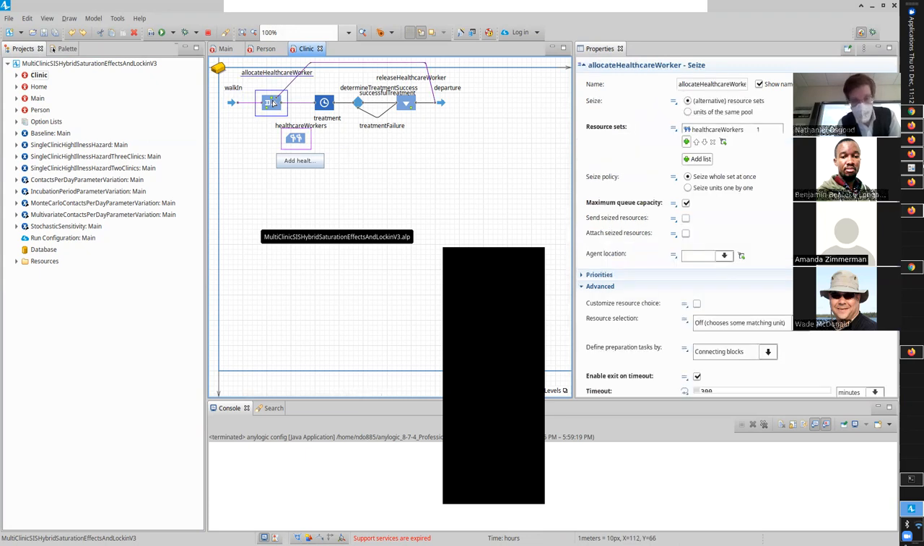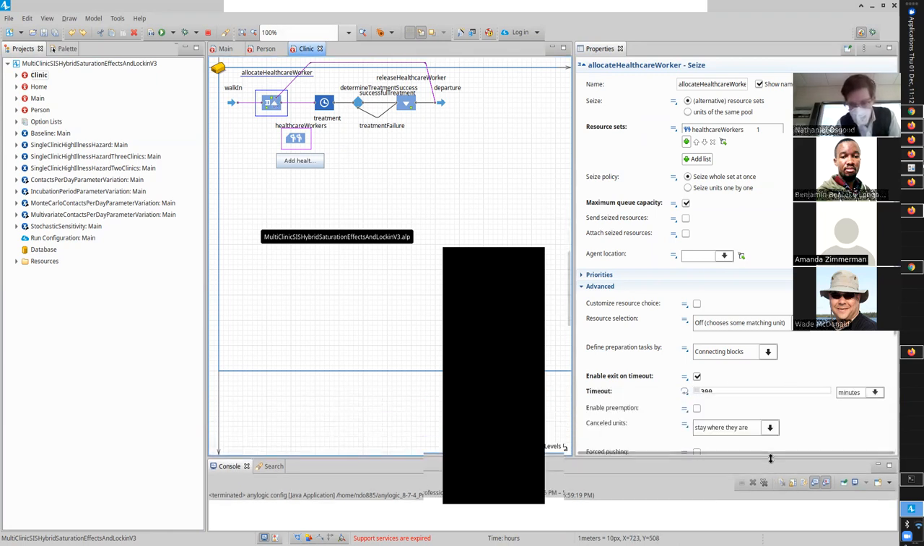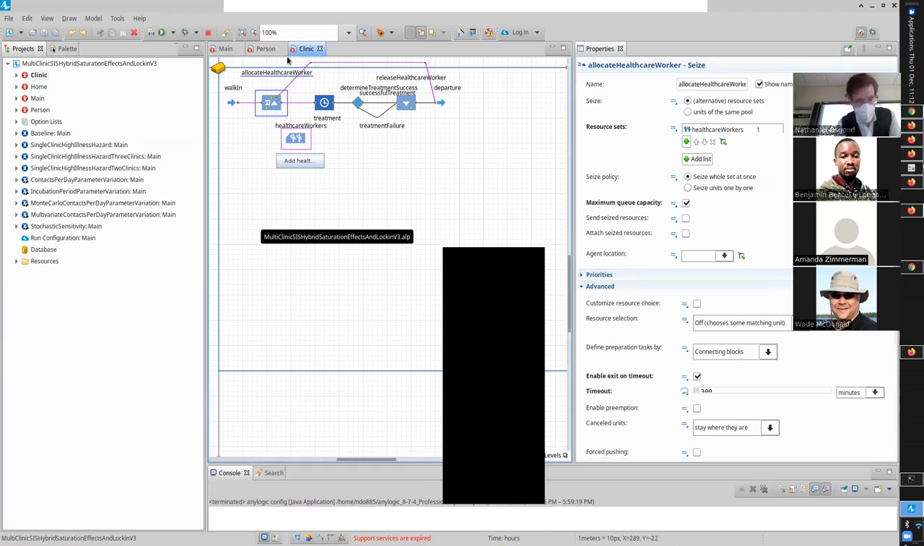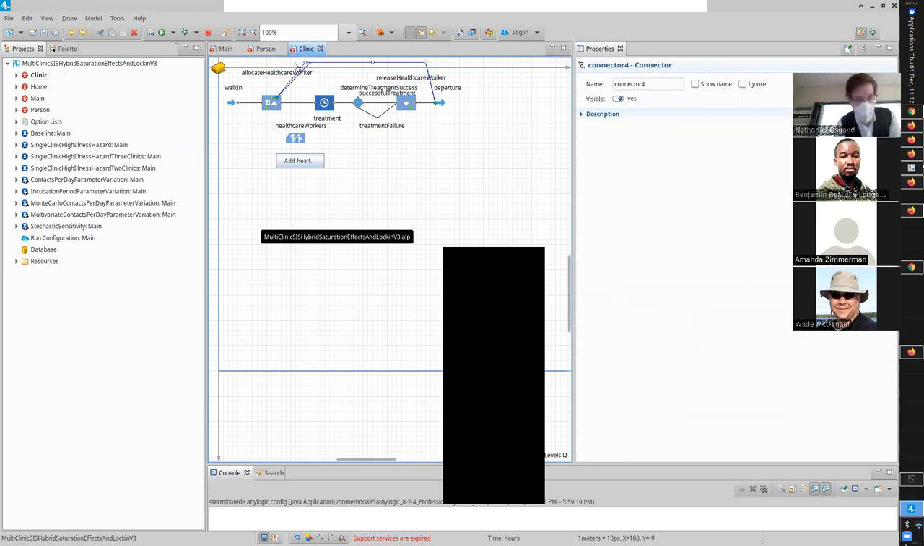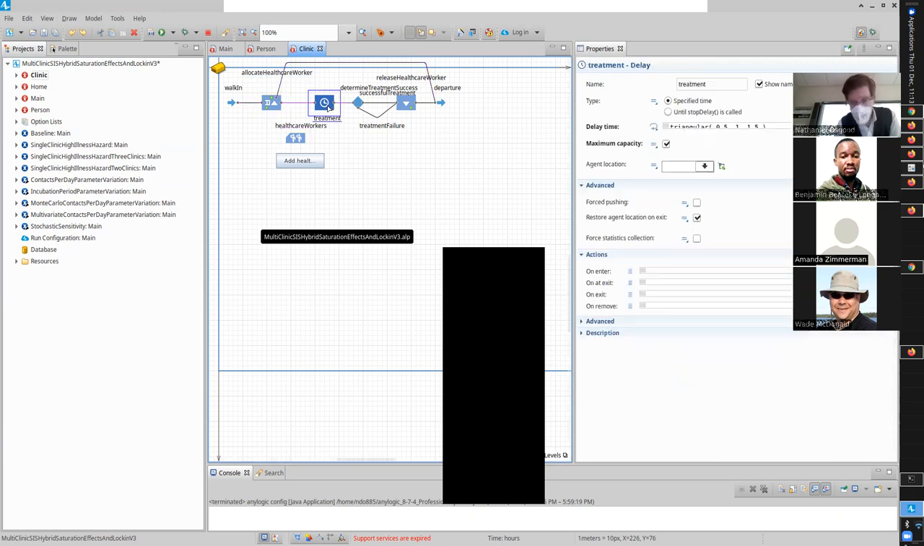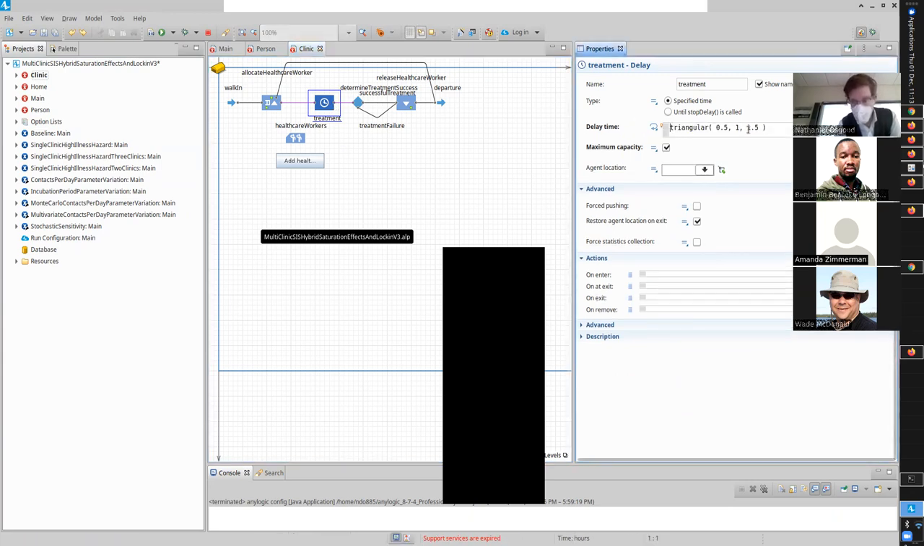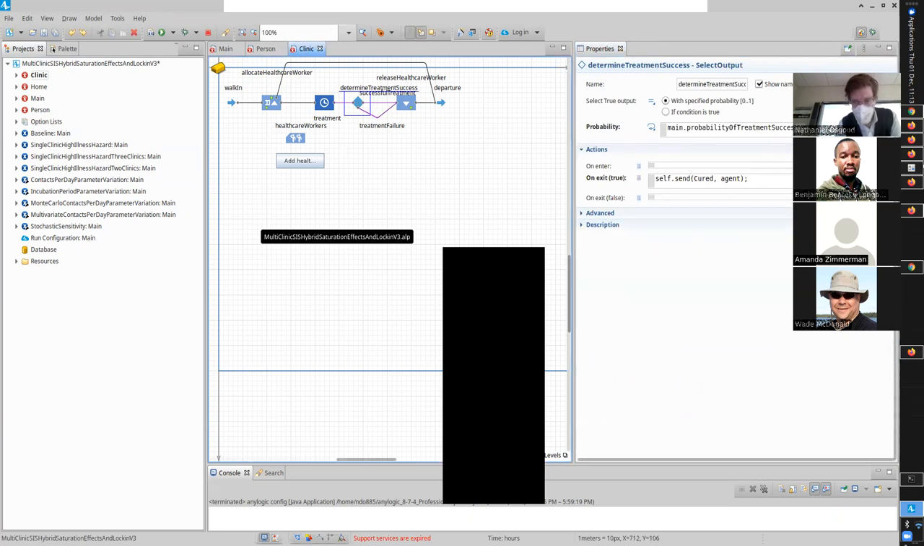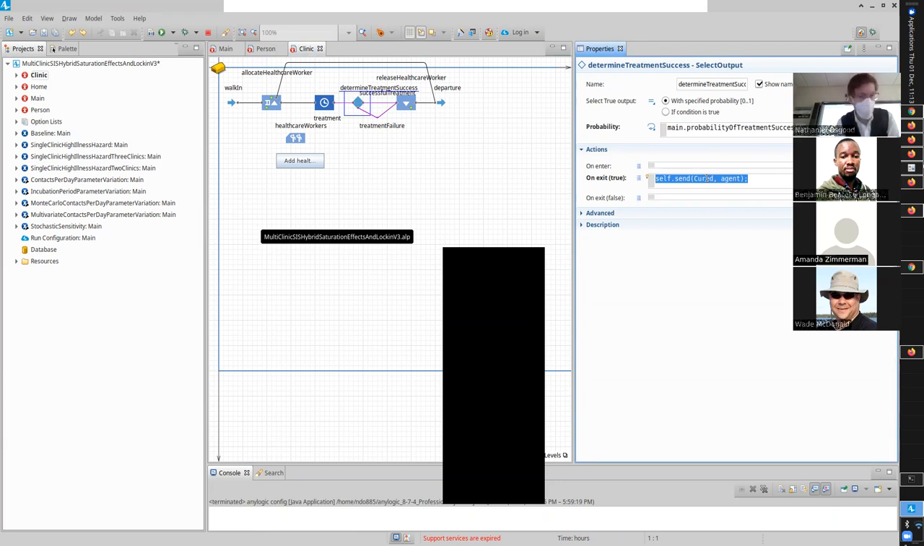They come in, and then they wait. If it's too long a wait, with a timeout of 300 minutes, they will balk, and they will leave without being seen. That's this upper one here. By contrast, if they are treated within their stipulated amount of time, they will proceed on and be treated, requiring between half an hour and 1.5 hours overall. The treatment is successful with a certain probability. And if it is successful, the cure will be administered to the patient, so to speak.